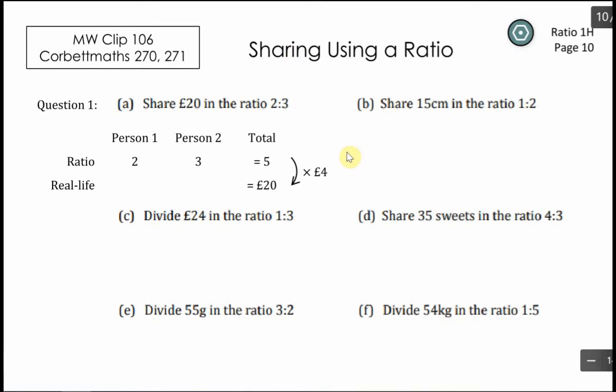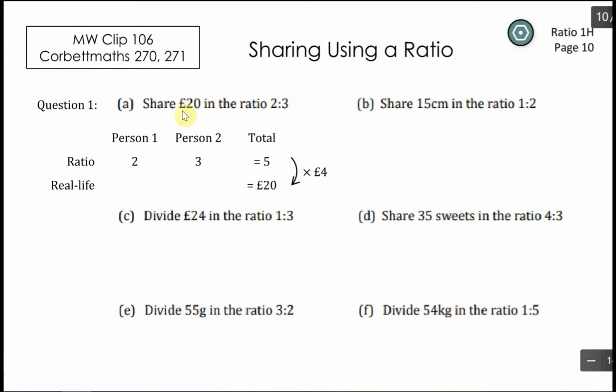Going to go through page 10 and 11, which is all about sharing into a ratio. You've probably seen this done a number of ways throughout your time at school. Certainly not the first time you'll have seen it here. Sharing an amount into a ratio basically means that we don't want to split it equally. If we wanted to do that, we'd just use fractions.